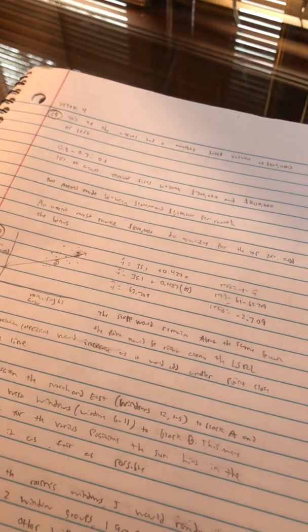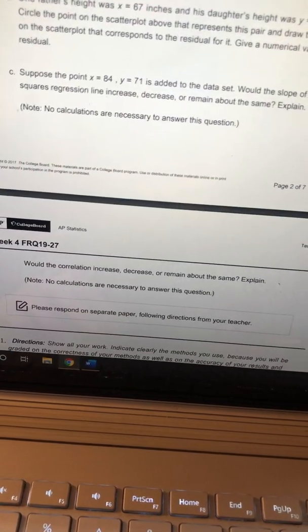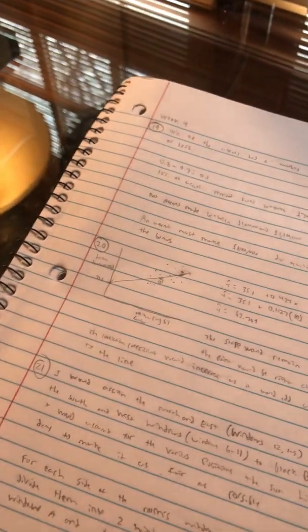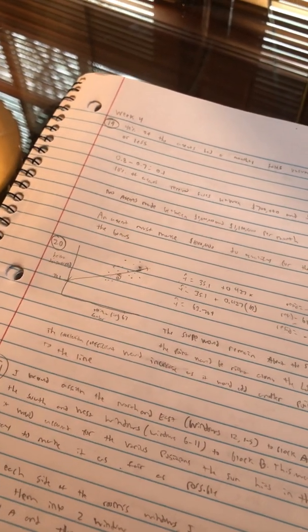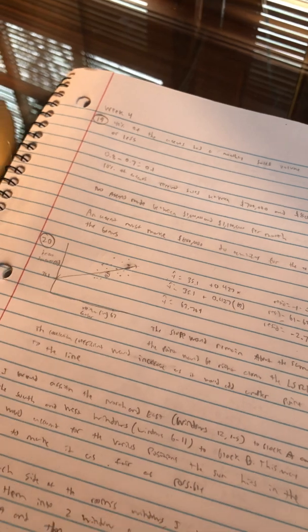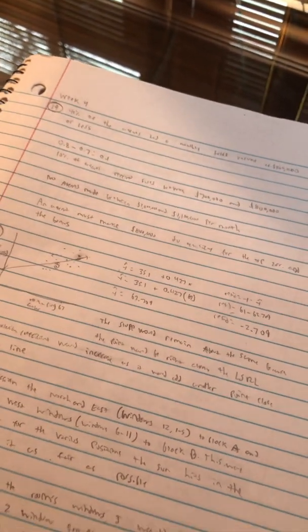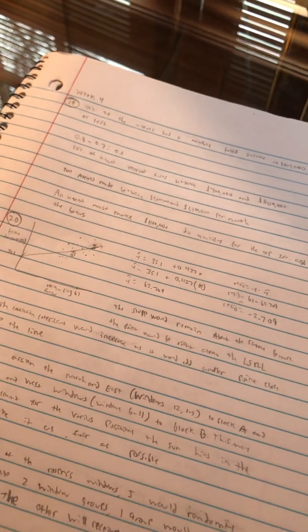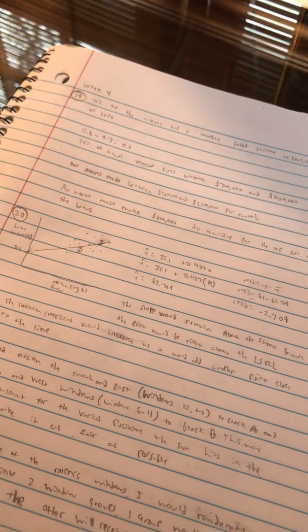And then would the correlation increase, decrease, or remain the same? Explain. So yeah, the correlation coefficient would increase because as the points are closer to the least squares regression line, the correlation coefficient increases. So having a point really close to that line will simply increase the correlation.